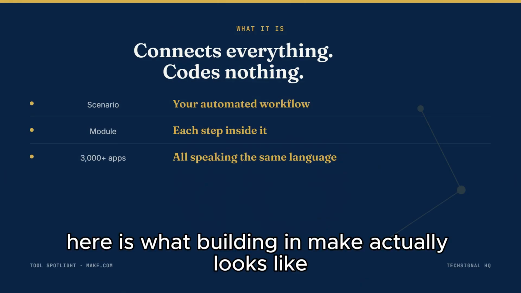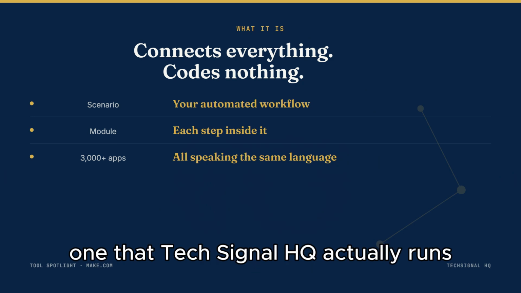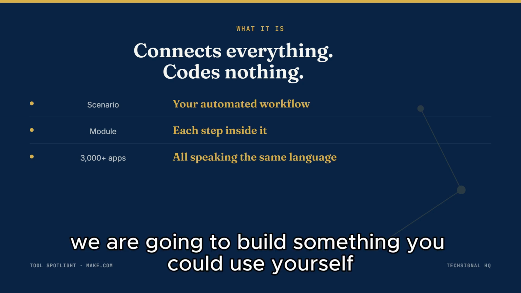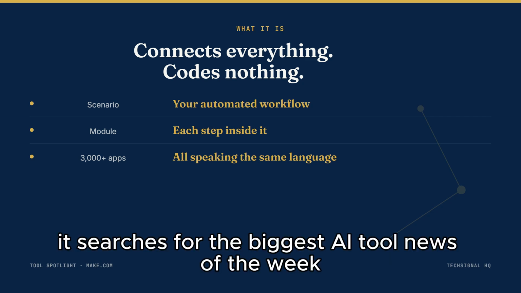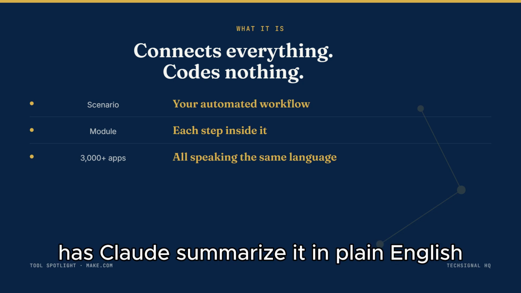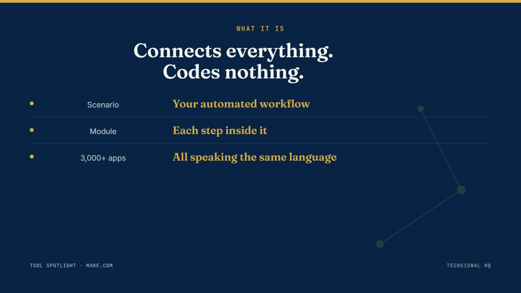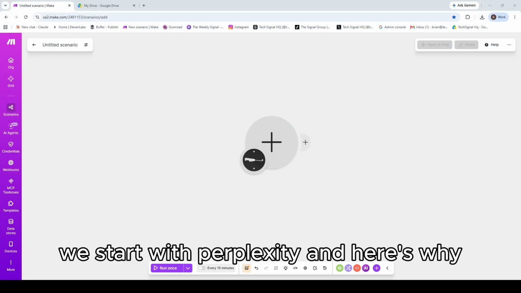Here is what building in Make actually looks like. We are going to build a real scenario from scratch, one that TechSignal HQ actually runs. We are going to build something you could use yourself, a weekly AI news scanner. It searches for the biggest AI tool news of the week, has Claude summarize it in plain English, and logs everything to a spreadsheet automatically. 3 tools, 0 manual research. Let's build it. We start with Perplexity, and here's why.